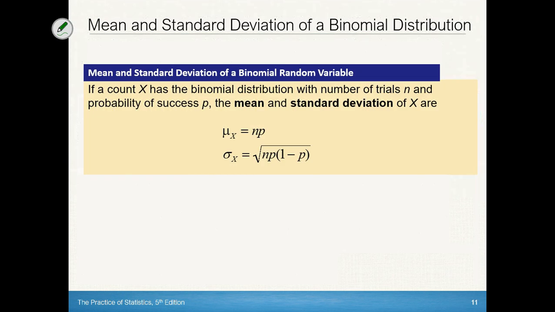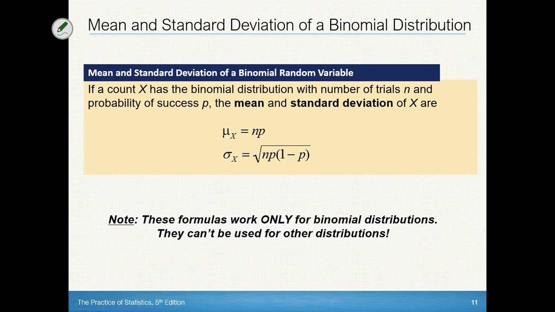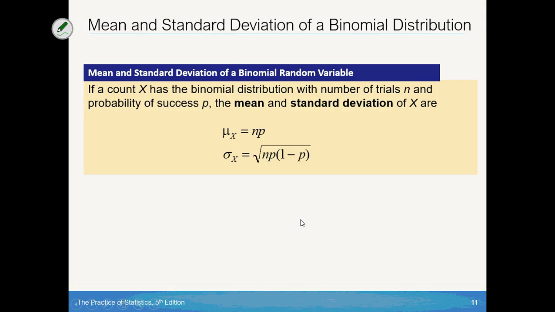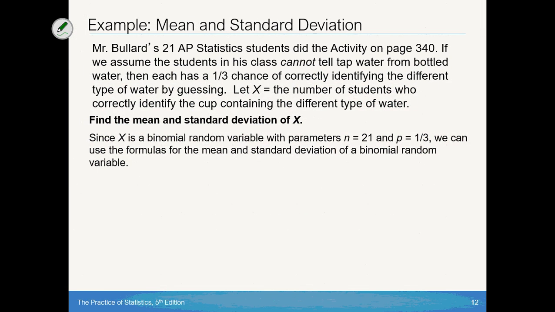Now we can make this a little more succinct, a little bit simpler, because we have a binomial distribution, a particular type of distribution, a unique one. And in this case, we can use these formulas to work this problem out. Note, these only work for binomial distributions. So in this example, I had 5 kids with a 25% chance of each kid having type O. 5 times 0.25 is 1.25. Works out a little bit quicker that way. So let's look at this example right here.